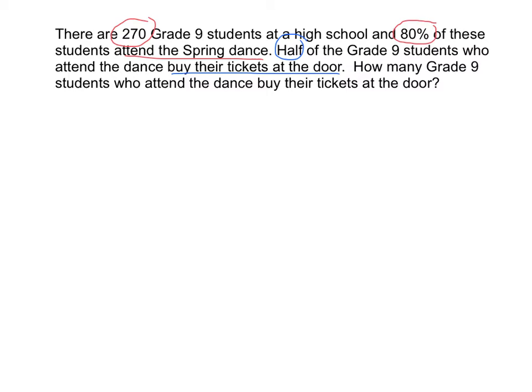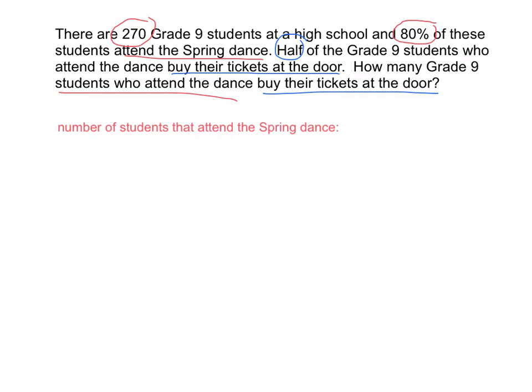So what is the question asking us to find? Well, the question wants to know how many grade 9 students who attend the dance buy their tickets at the door. So what's the first thing we need to find? Do we know how many students attend the dance? We don't, but we know the percentage of students who attend the dance. So how can we figure out the actual number of students?